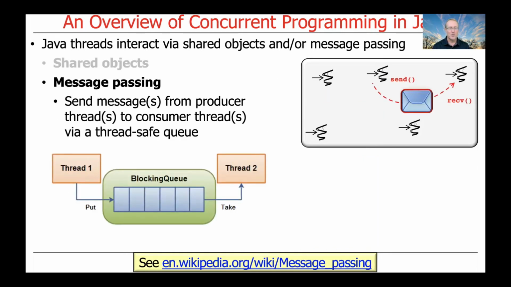There are also, of course, message passing mechanisms as well. And these are used to allow messages to be sent from producer threads, one or more, to consumer threads, one or more, via some type of thread-safe queue.